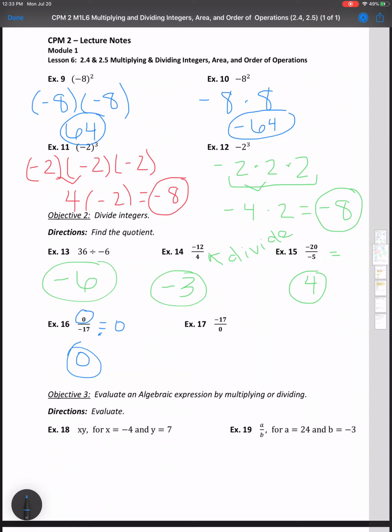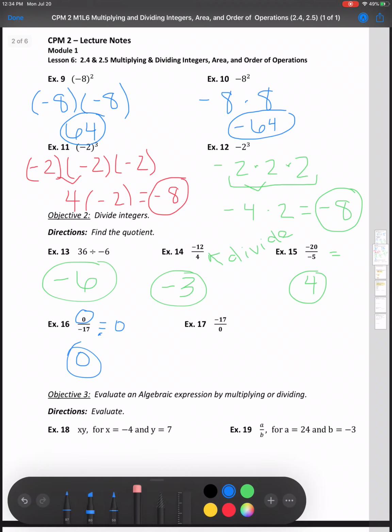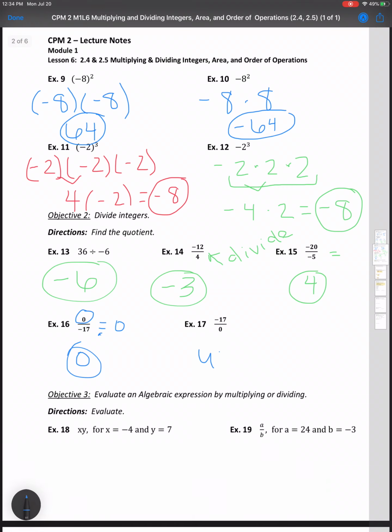The mistake people make on example 17 is they'll try to tell me that this is 0, and if you think about it, is 0 times 0 negative 17? No. Is 0 times anything going to give you a negative 17? No. So this is our undefined. I can't take negative 17 and divide it into no equal parts. We can't do that. And so in math, that is undefined. And so remember, when we're dividing by 0, it is undefined.